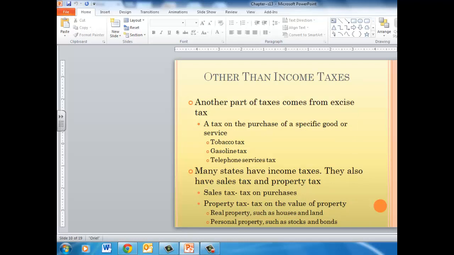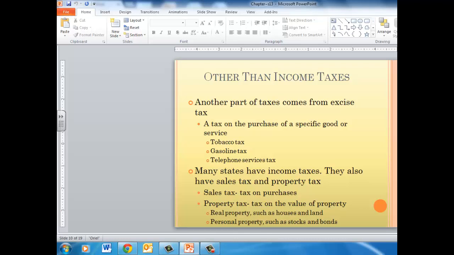Another part of tax, again, comes from excise, and this is a tax that is on a specific type of purchase. So we have excise taxes on tobacco. We have an excise tax on gasoline, and we also have some on telephone services. Many states also have income taxes.